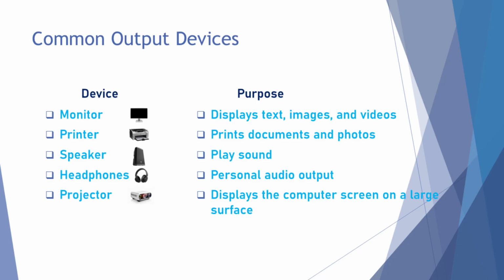Let's understand these devices a little better. The monitor is the main output device because it shows everything happening inside the computer. The printer creates a physical copy of documents, assignments, or photographs. Speakers produce sounds, music, movies, and notification alerts. Headphones work similarly to speakers but allow personal listening without disturbing others. A projector enlarges the computer's display so that many people can see it together.